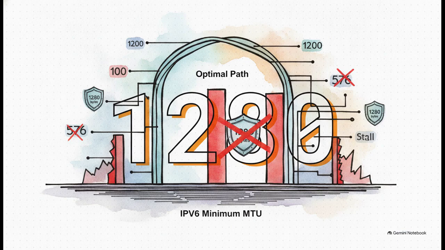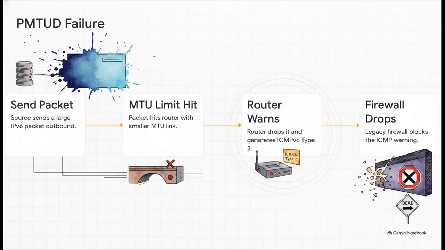This is a hard technical constraint dictated by the protocol itself. You should never, under any circumstances, configure an IPv6 network interface with an MTU lower than 1280 bytes. Let's walk through exactly how this PMTUD black hole ends up swallowing your data.